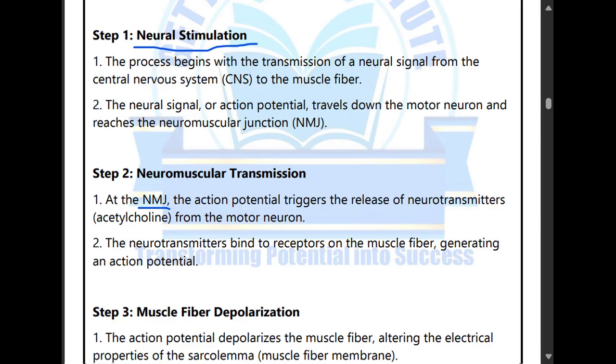I was just talking about neuromuscular transmission. So what happens is that the neurotransmitters will then bind to receptors on the muscle fiber, thereby generating an action potential.